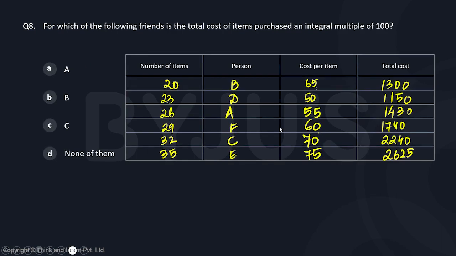Question number 8. Which of the following friends has the total cost of items purchased an integral multiple of 100? As in the last two digits should be 0, 0. So it's only true for B, who has purchased the total, as in the total cost is in the table of 100. So the answer is going to be option B.